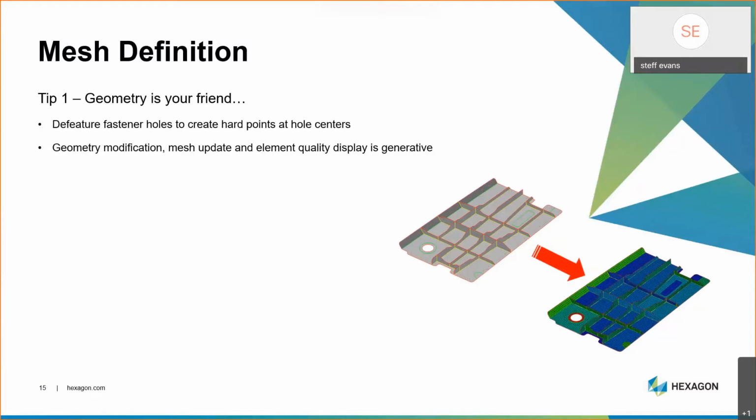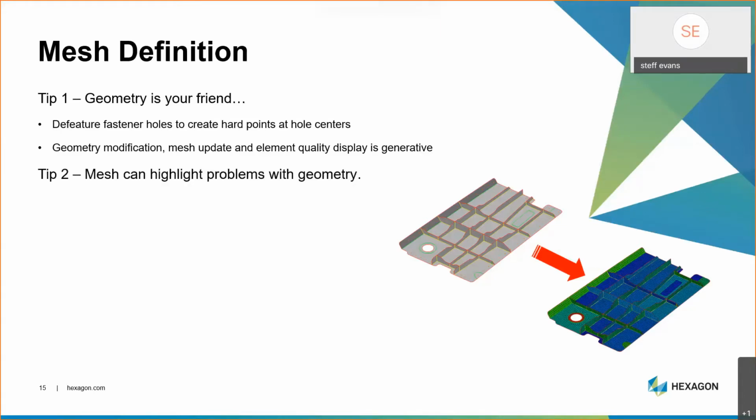And then bear in mind that geometry modification, mesh update, and element quality display is all generative. So some of you may not be familiar with this, but basically it means that if you change the geometry, then all of the model attributes, mesh properties, loading, and what have you will be updated accordingly.